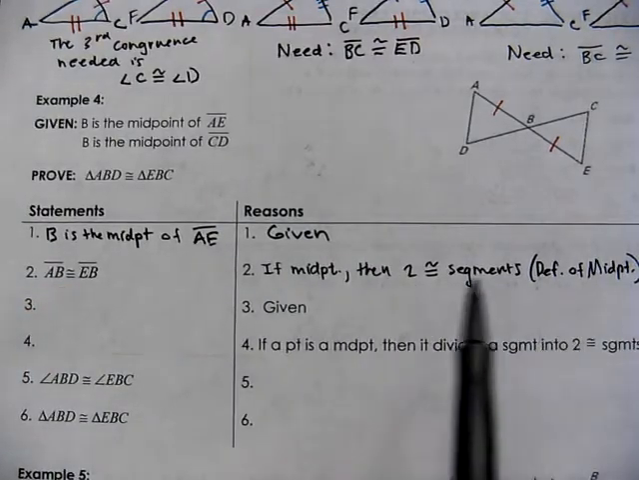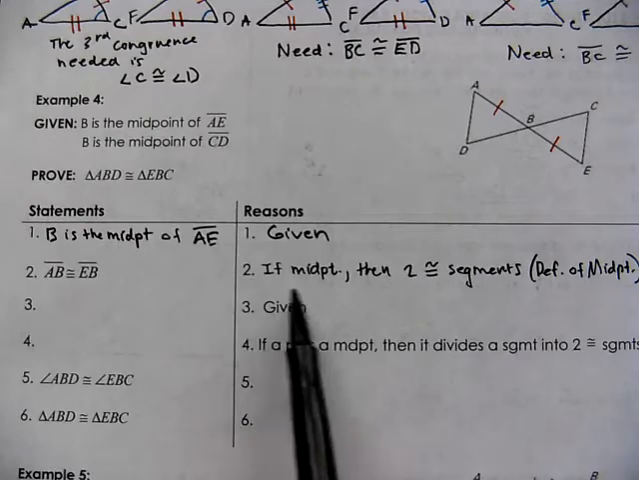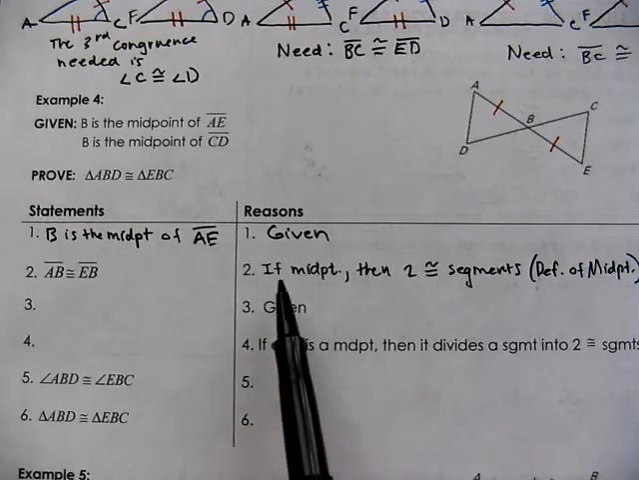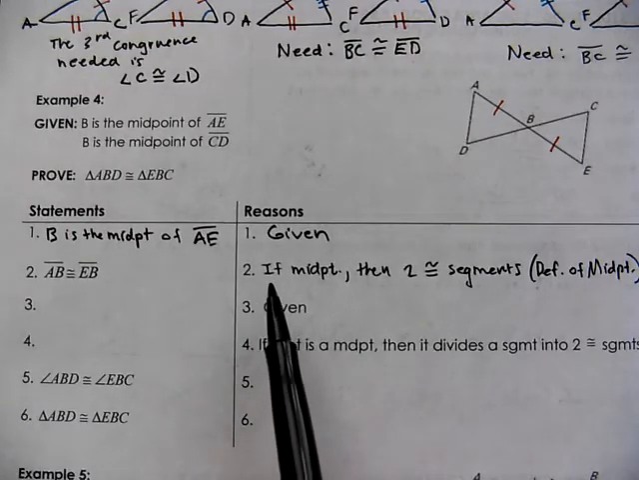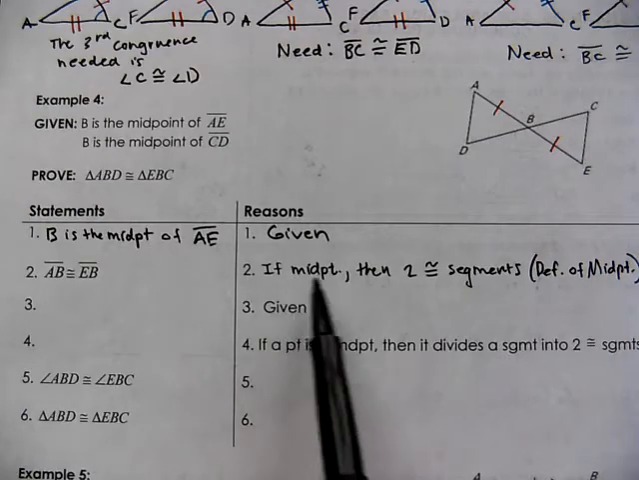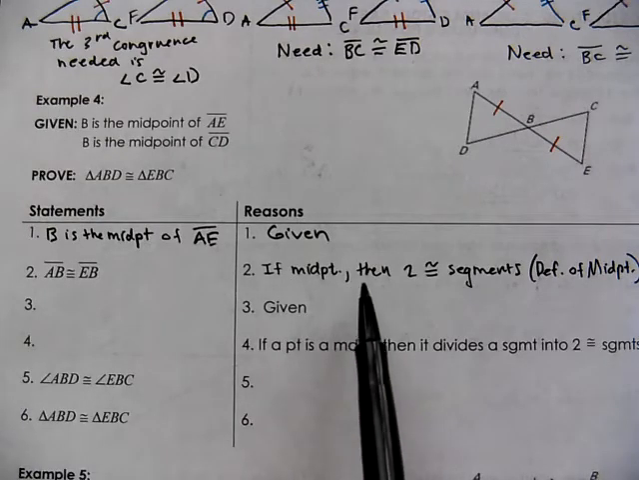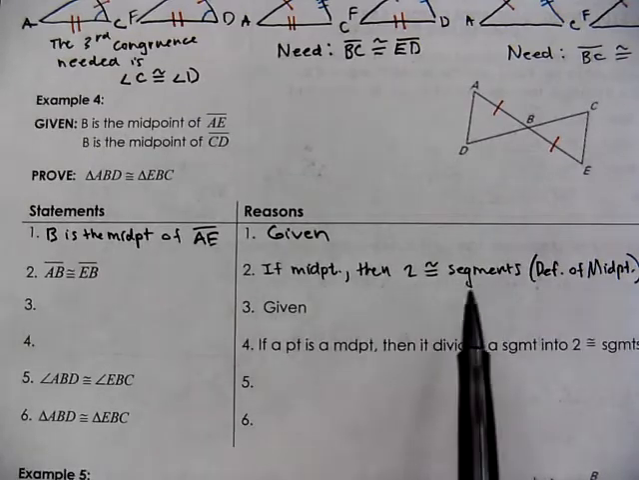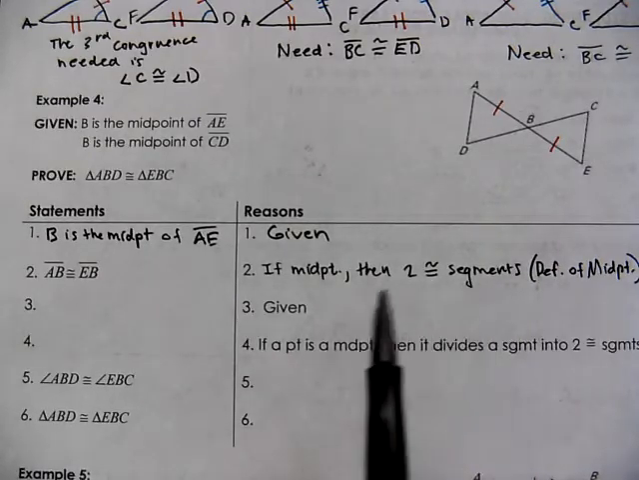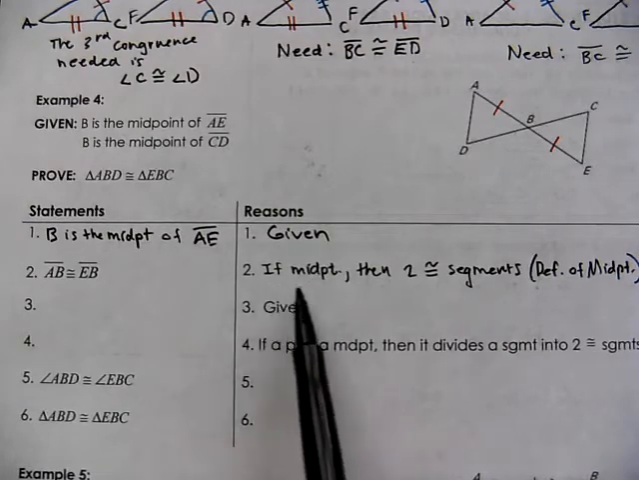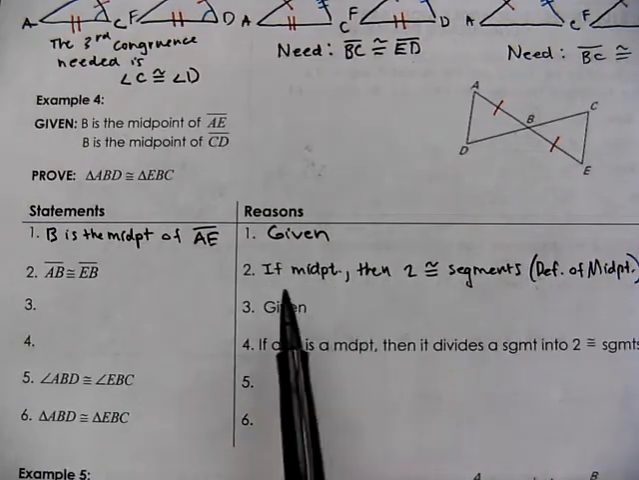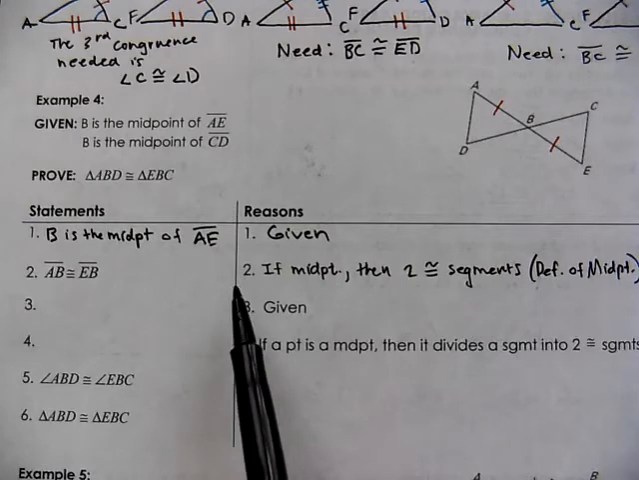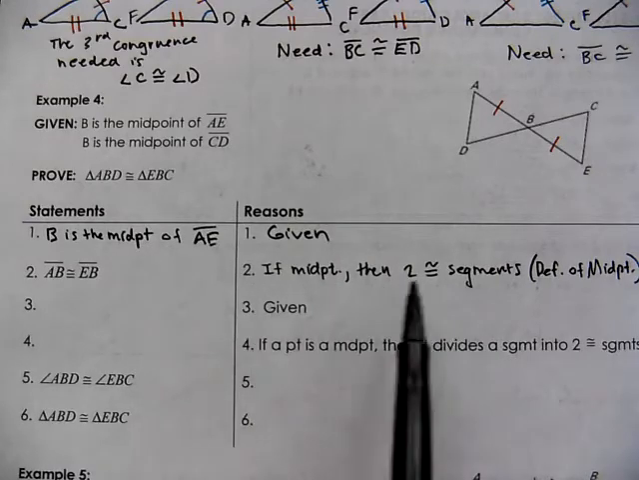And even the definition, I've condensed the if-then form. Notice the if part just says if midpoint. It would actually say if a point is a midpoint, then it divides a segment into two congruent segments. So you can see how we've abbreviated the if-then statement down to just the essential idea. Be careful you don't leave too much out, because then it will turn out to be incomplete. But this is how I'll be writing it.